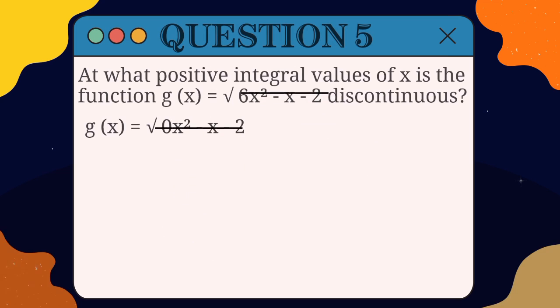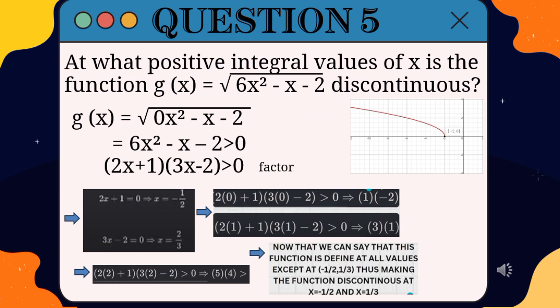Now, question number 5. At what positive integral values of x is the function g of x equal to the square root of 6x squared minus x minus 2 discontinuous? So, going back, I'm sorry. As you can see here, you are assigned to find what positive integral values of x had to be discontinuous.